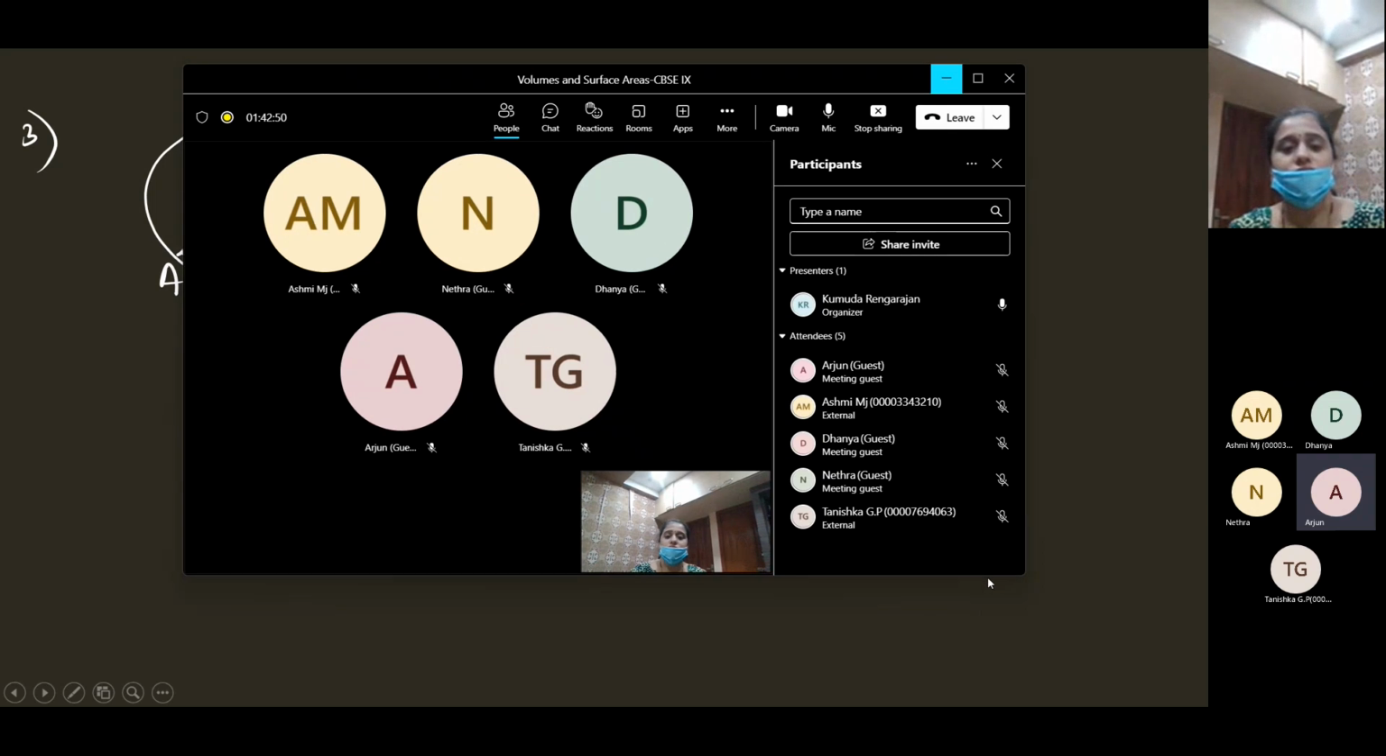Next one. Find X. Children, those who have learned this in school, find X. Why Srijana and Arjun, you're not responding? Are you there, both of you?